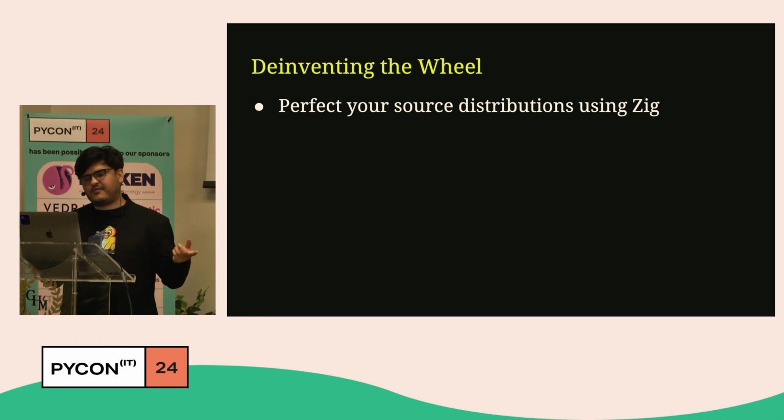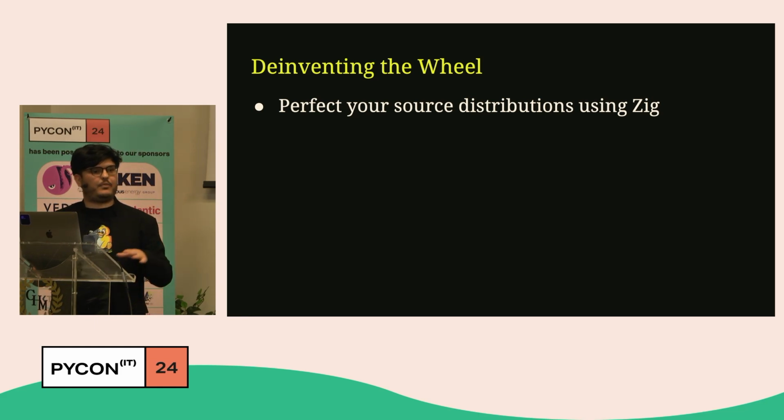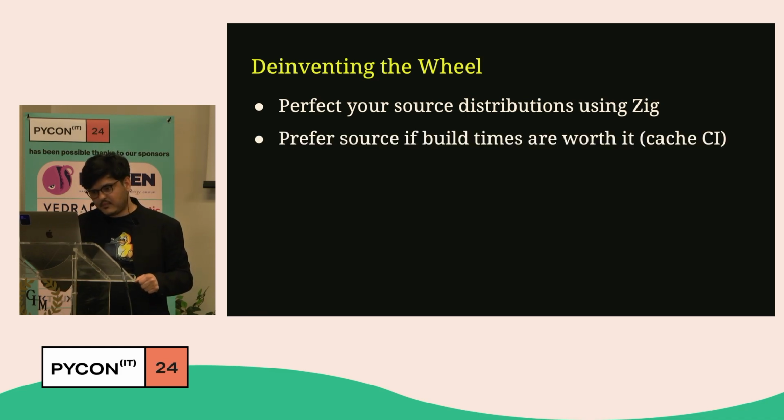So when I say reinvent the wheel, here's what I'm trying to suggest you try out. First of all, try to perfect your source distributions using Zig. This is something you can do independently on your own today already. See how it works for you. Maybe it works, maybe it doesn't. Maybe you're going to hit a bug, an issue, something that we haven't solved on our end. If so, maybe reach out, open an issue on our repository, talk with us. We're definitely interested in helping other languages solve their toolchain problems.